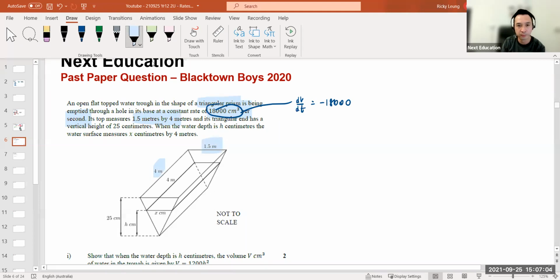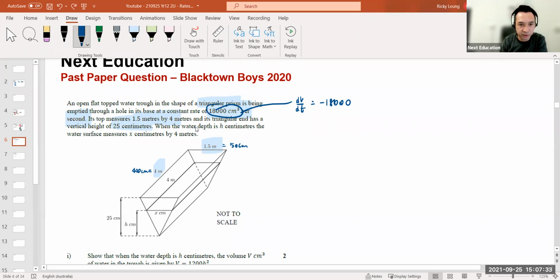So 1.5 by 4, triangle end, vertical height of 25 centimetres. Now it's a bit misleading how it's 1.5, 4, and then 25. So you know what? Let's be safe and deal with everything in centimetres. So I'm going to make this 400, I'm not going to fall for it. It's 400 centimetres, this is 150 centimetres. Why centimetres? Because the rate is all in centimetres, so let's not be fooled.